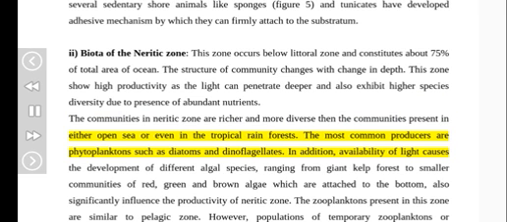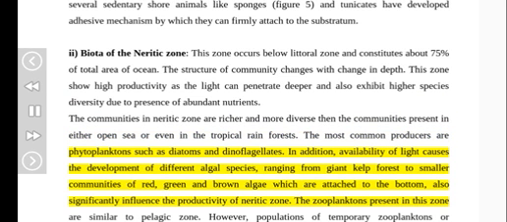The most common producers are phytoplankton such as diatoms and dinoflagellates. In addition, availability of light causes the development of different algal species, ranging from giant kelp forests to smaller communities of red, green and brown algae which are attached to the bottom, and also significantly influence the productivity of the neritic zone.